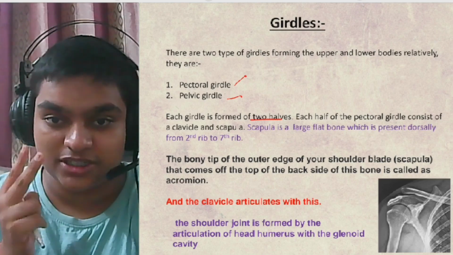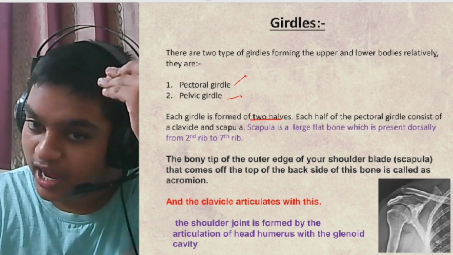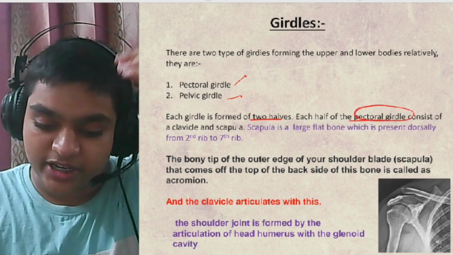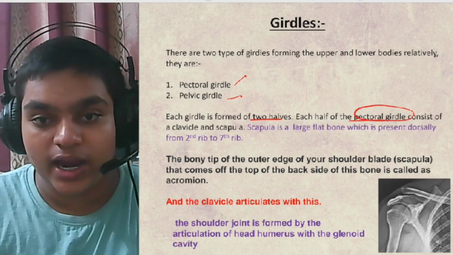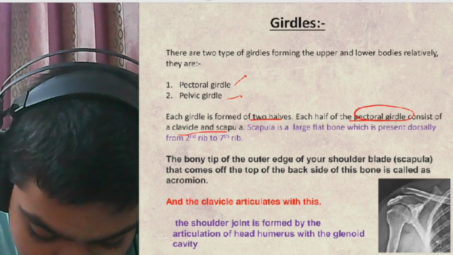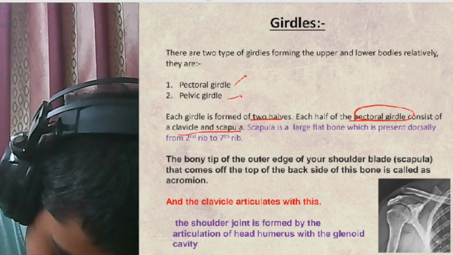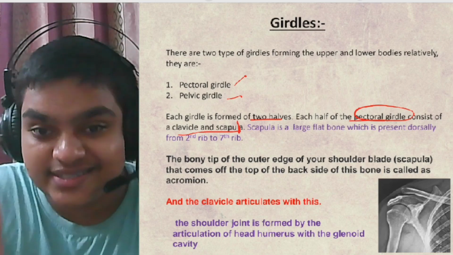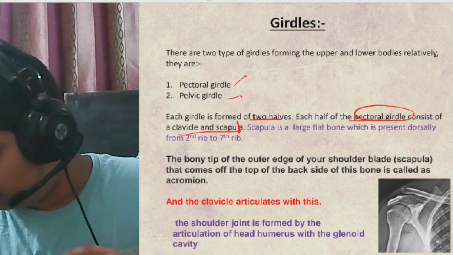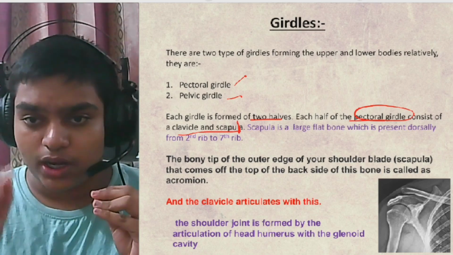Each girdle is formed of two halves. There are two halves in each girdle. Each half of the, first we are talking about pectoral girdle. I have written in running matter, so please do not worry. Each half of the pectoral girdle consists of a clavicle and scapula. So it is not visible to you. Yeah, it is scapula. Scapula, clavicle. What is a scapula?